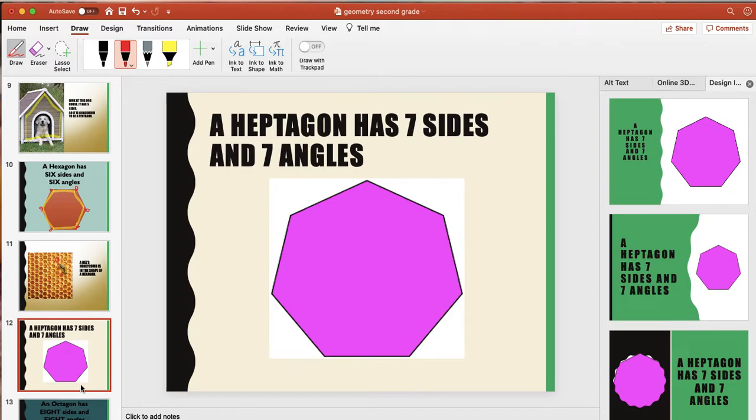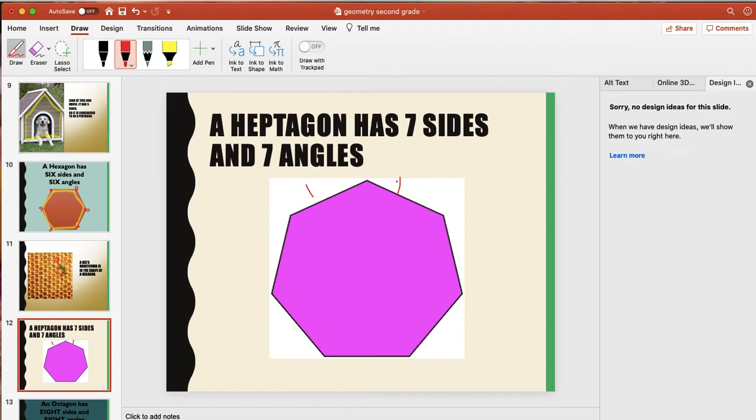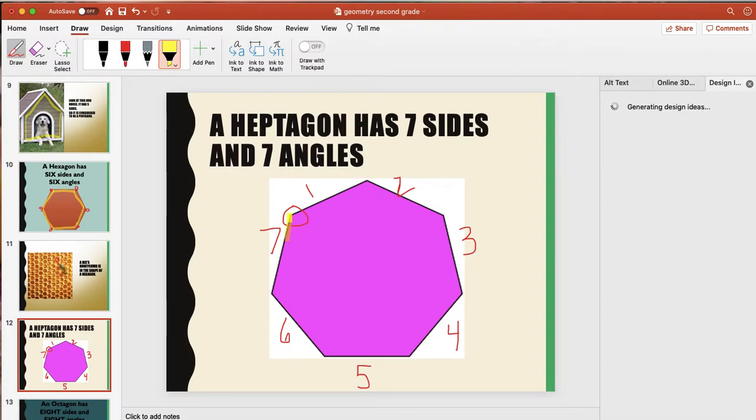A heptagon has 7 sides and 7 angles. So 1, 2, 3, 4, 5, 6, and 7. And just to label, that would be 1, 2, 3, 4, 5, 6, 7. And then where these 2 points meet is our corner, and just to shade in how our angle would look as well. This is our angle over here.